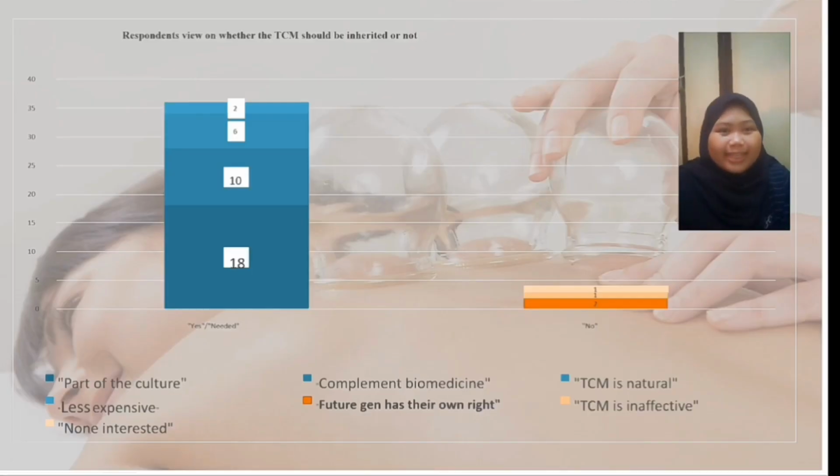Okay, in this project, one of our questions in the survey for our 40 participants is, do you think traditional Chinese medicine should be inherited or passed down to the further generation, and why? The majority of our respondents, which is 90%, 36 people, answer with yes and needed, while the other 10%, 4 people, answer with no.